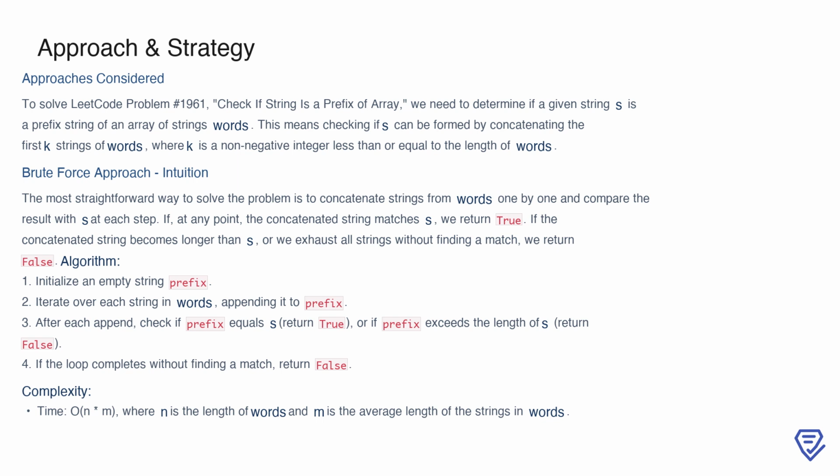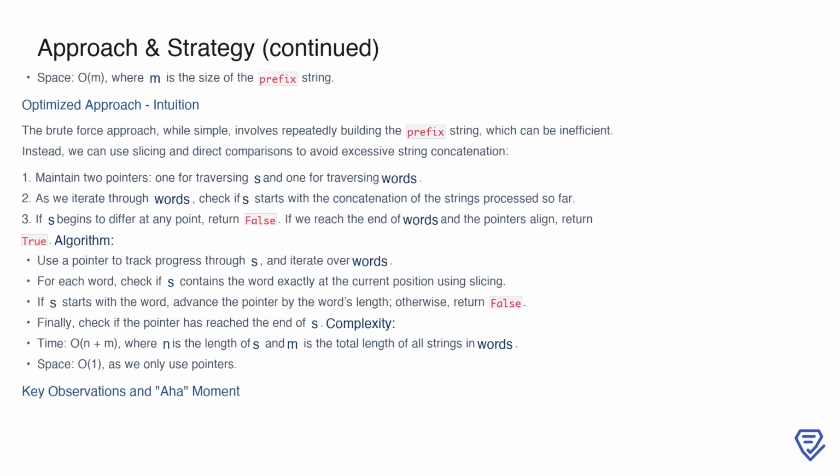This approach involves initializing an empty string called prefix, iterating through each string in the array, appending it to prefix, and checking after each append whether prefix matches S or exceeds its length. While straightforward, this approach has a time complexity of n*m, where n is the number of strings in the array and m is their average length, making it less efficient for larger inputs. The brute force approach, while intuitive, has inefficiencies because it repeatedly builds the prefix string.